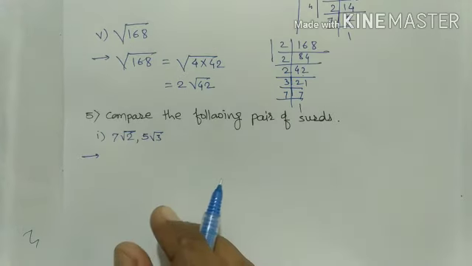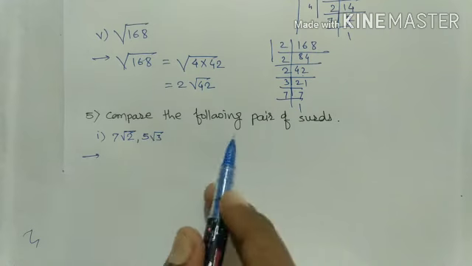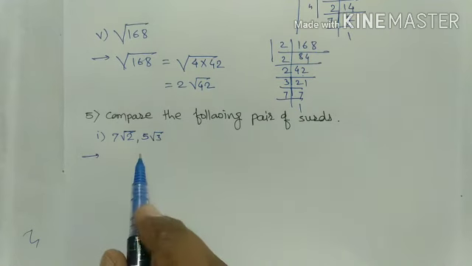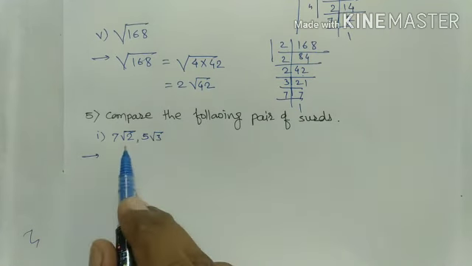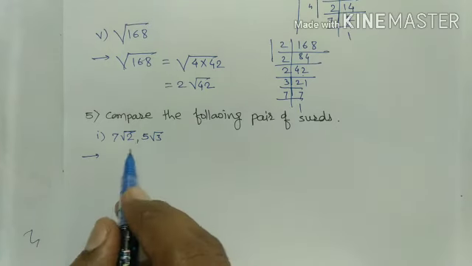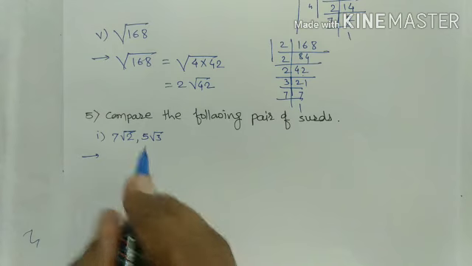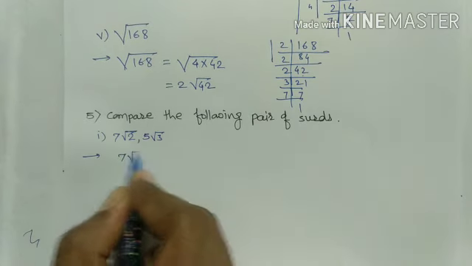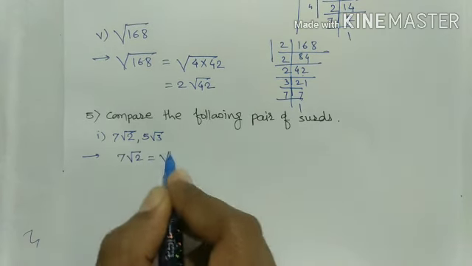Now the next question is to compare the following pair of surds. Here the pair of surds is 7 root 2 and 5 root 3. These are mixed surds. First we convert these into pure surds. See this, 7 root 2 equals to... now here the order is 2.